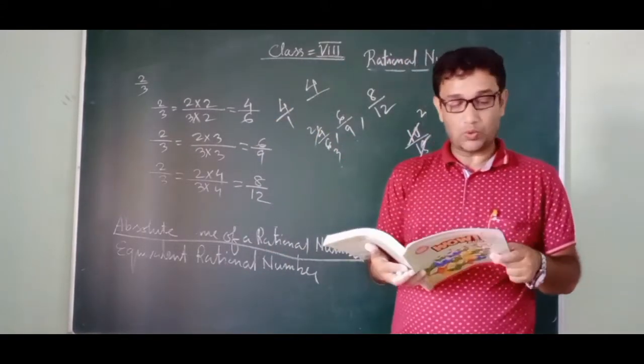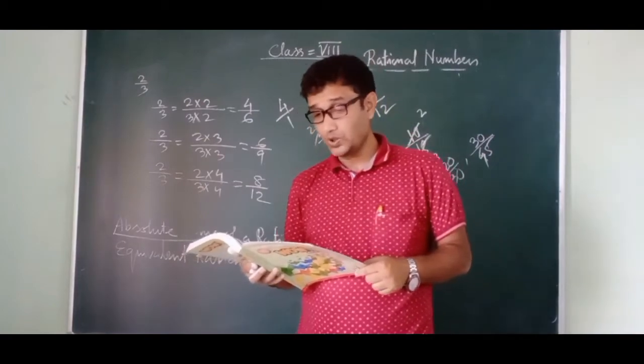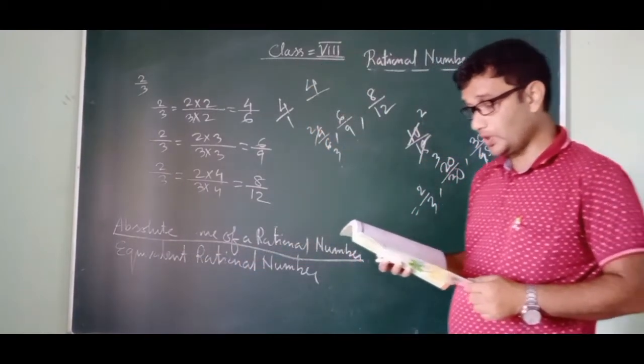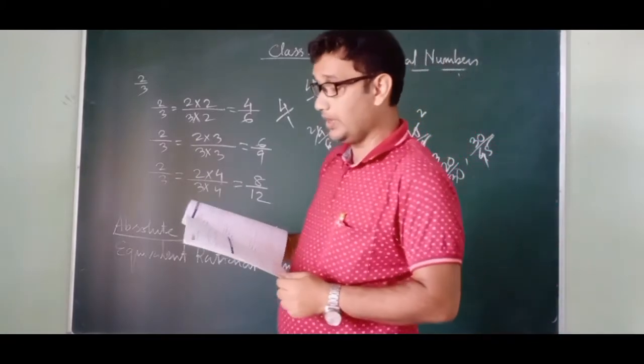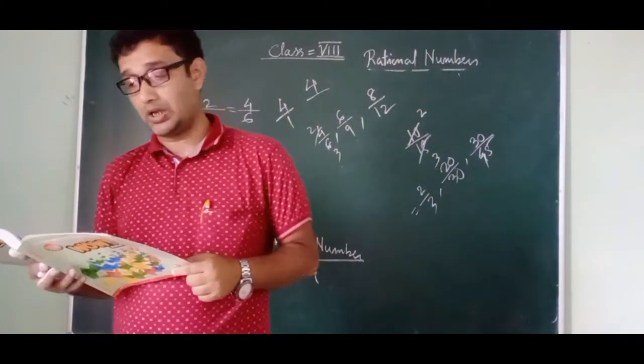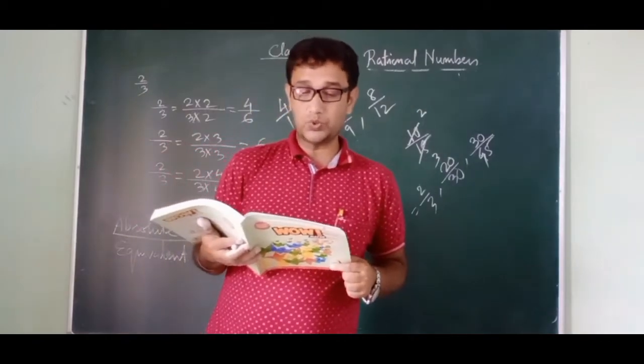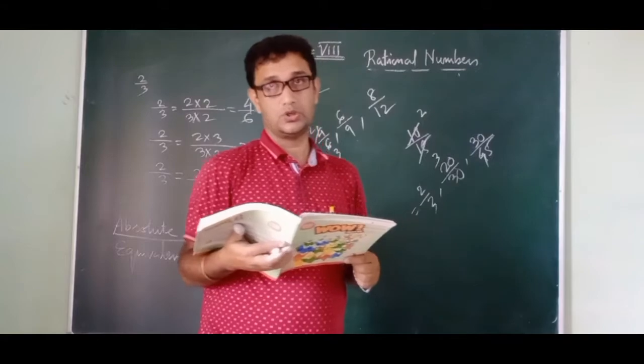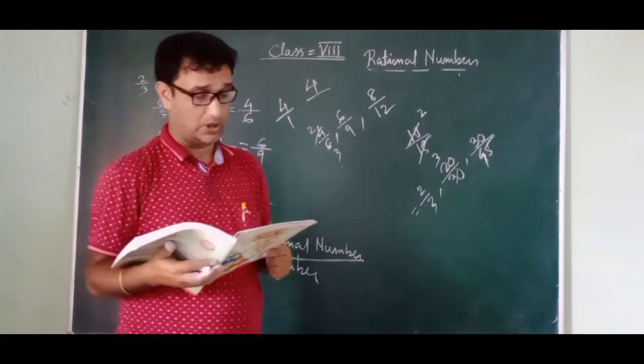So like this way you can solve question number 1. Then you see question number 2. Question number 2 means what? Find 3 rational numbers equivalent to each of the following rational numbers. So you are going to find 3 rational numbers.